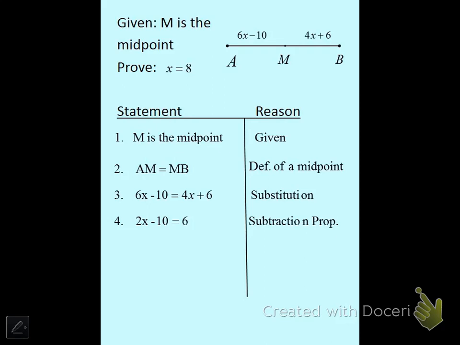Use the subtraction property, so I'm going to subtract 4x from both sides to get that 2x. Okay, I'm going to use the addition property to add 10 over. And then I'm going to use the division property of equality because we can divide both sides by 2 to get x equals 8, which is what we were trying to prove.